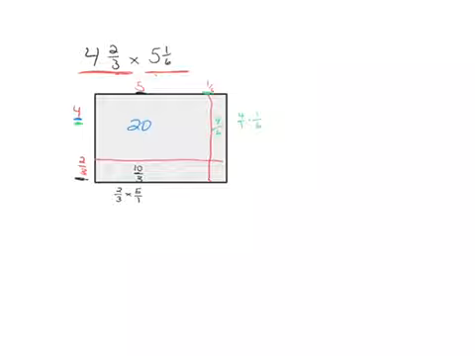And then the last thing I'm going to do is take 2/3 times 1/6, and it's going to go in this box here. So 2/3 times 1/6: if I multiply my numerators, I get 2, and my denominators give 18. Once I've done that, I'm going to take all of my numbers and add them up. So I have 20 plus 4/6 plus 10/3 plus 2/18.